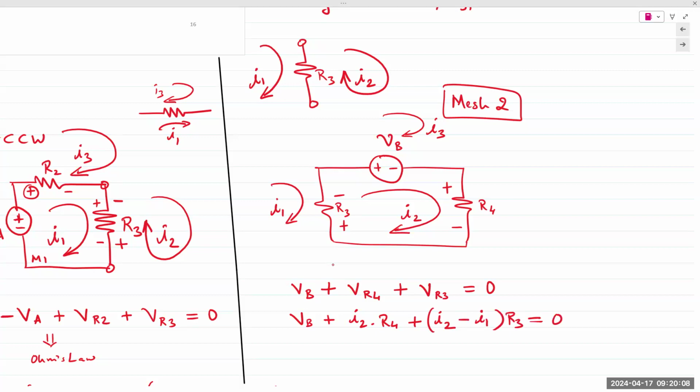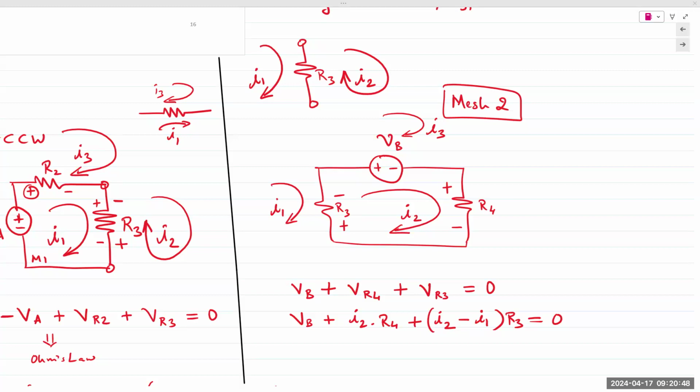Let's take a pause, think over that. Let me know if you have any questions. Any questions? The most important point is it was I1 minus I2 in mesh 1, and then I2 minus I1 in mesh 2. If you understand that, then that's pretty much the entire technique.